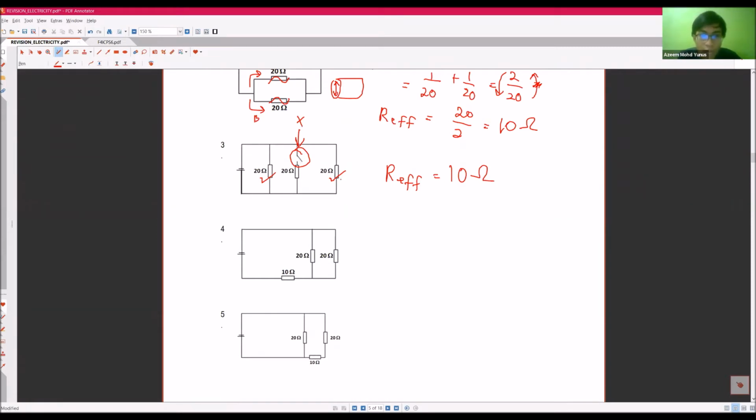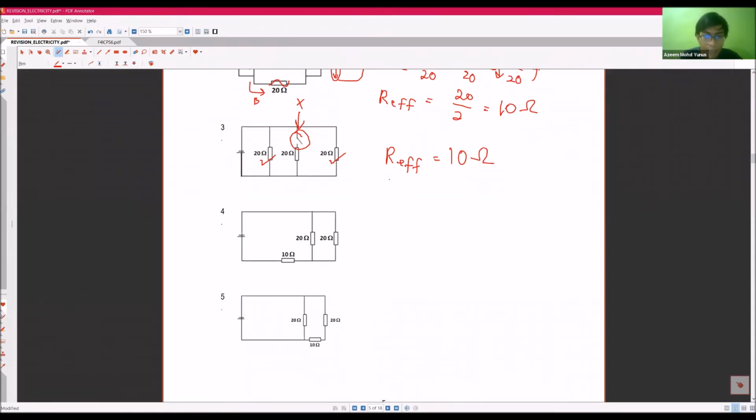So make sure that if you see a switch here in the open state, which means the switch is off, it means that current will not flow, and thus the value of the resistor here does not count towards the REFF, the effective resistance.